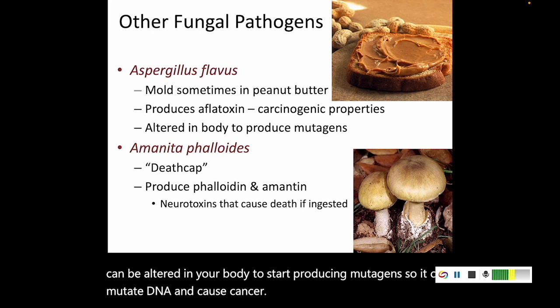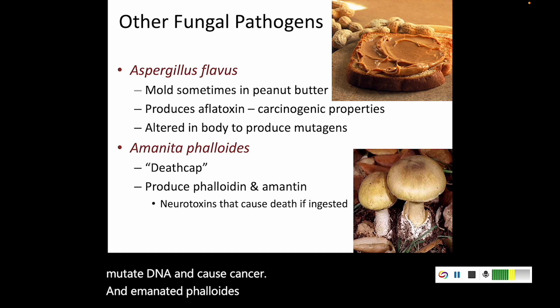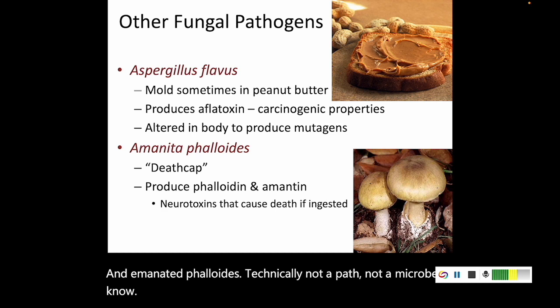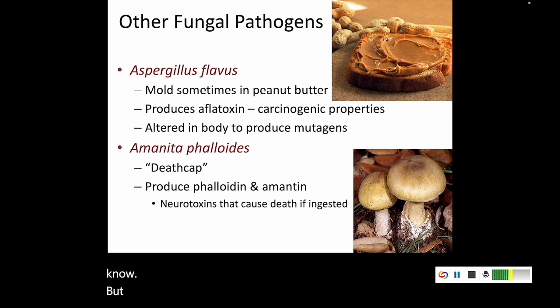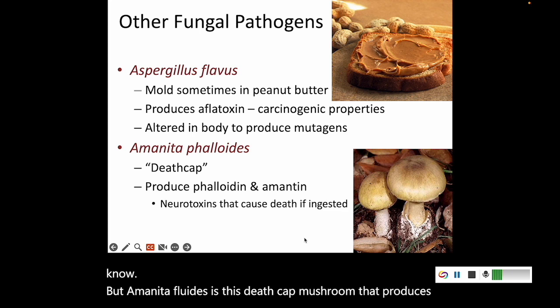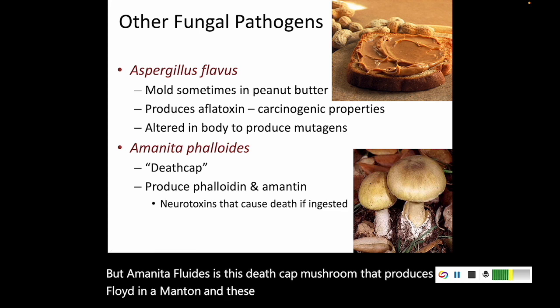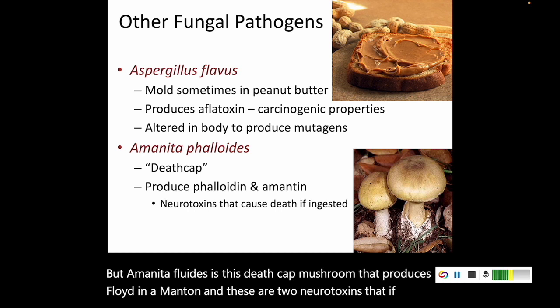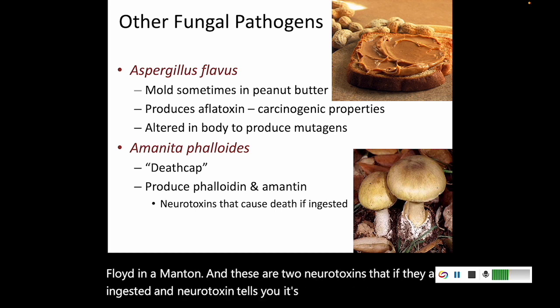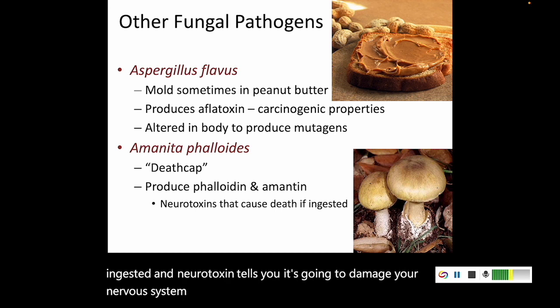And Amanita phalloides, technically not a microbe, I know. But Amanita phalloides is this death cap mushroom that produces phalloidin and amanitin. These are two neurotoxins that, if they are ingested, a neurotoxin tells you it's going to damage your nervous system and will lead to death.